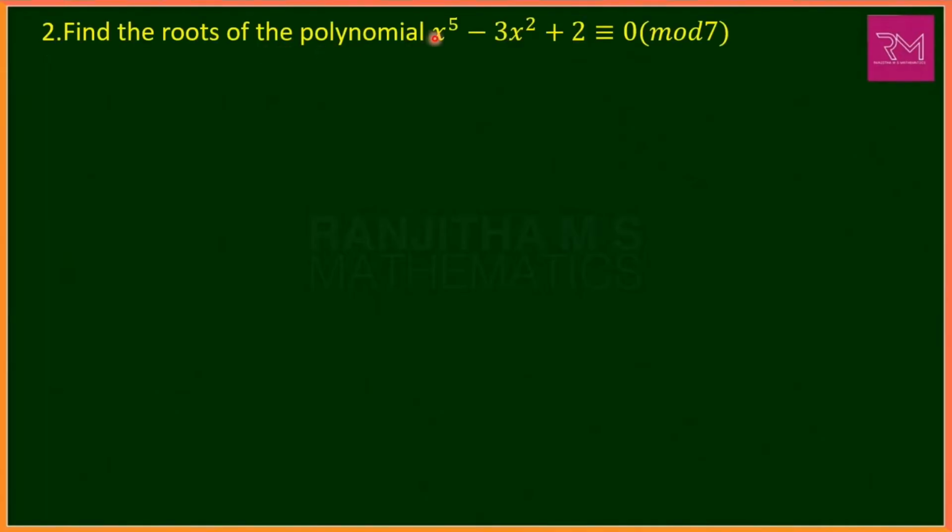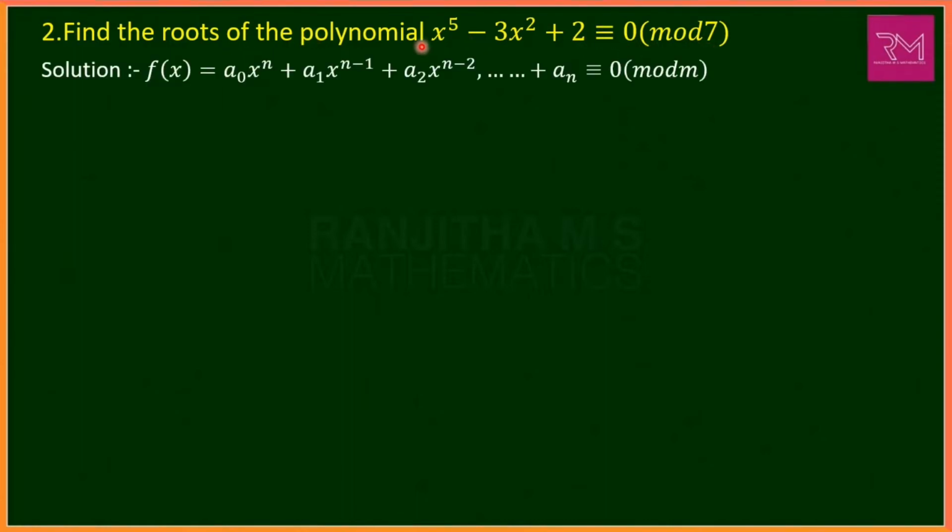Find the root of a polynomial x power 5 minus 3x square plus 2 which is congruent to 0 mod 7. These are all very easy problems. So this is of the form f of x is equal to a naught x power n plus a1 x power n minus 1 plus a2 x power n minus 2 plus and so on an which is congruent to 0 mod m. Therefore, by comparing these two, we can take f of x value as x power 5 minus 3x square plus 2 which is congruent to 0 mod 7. So this polynomial is our f of x.